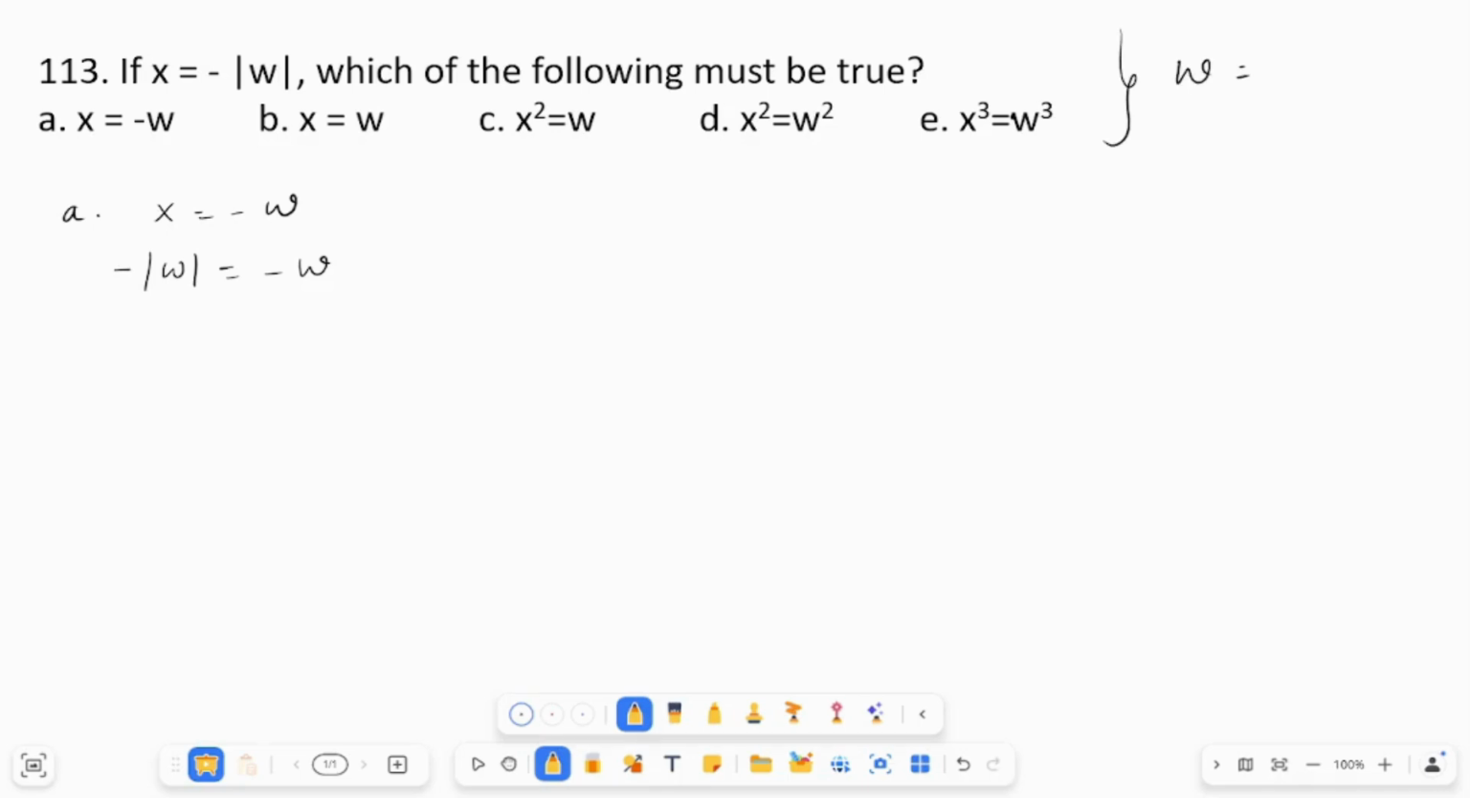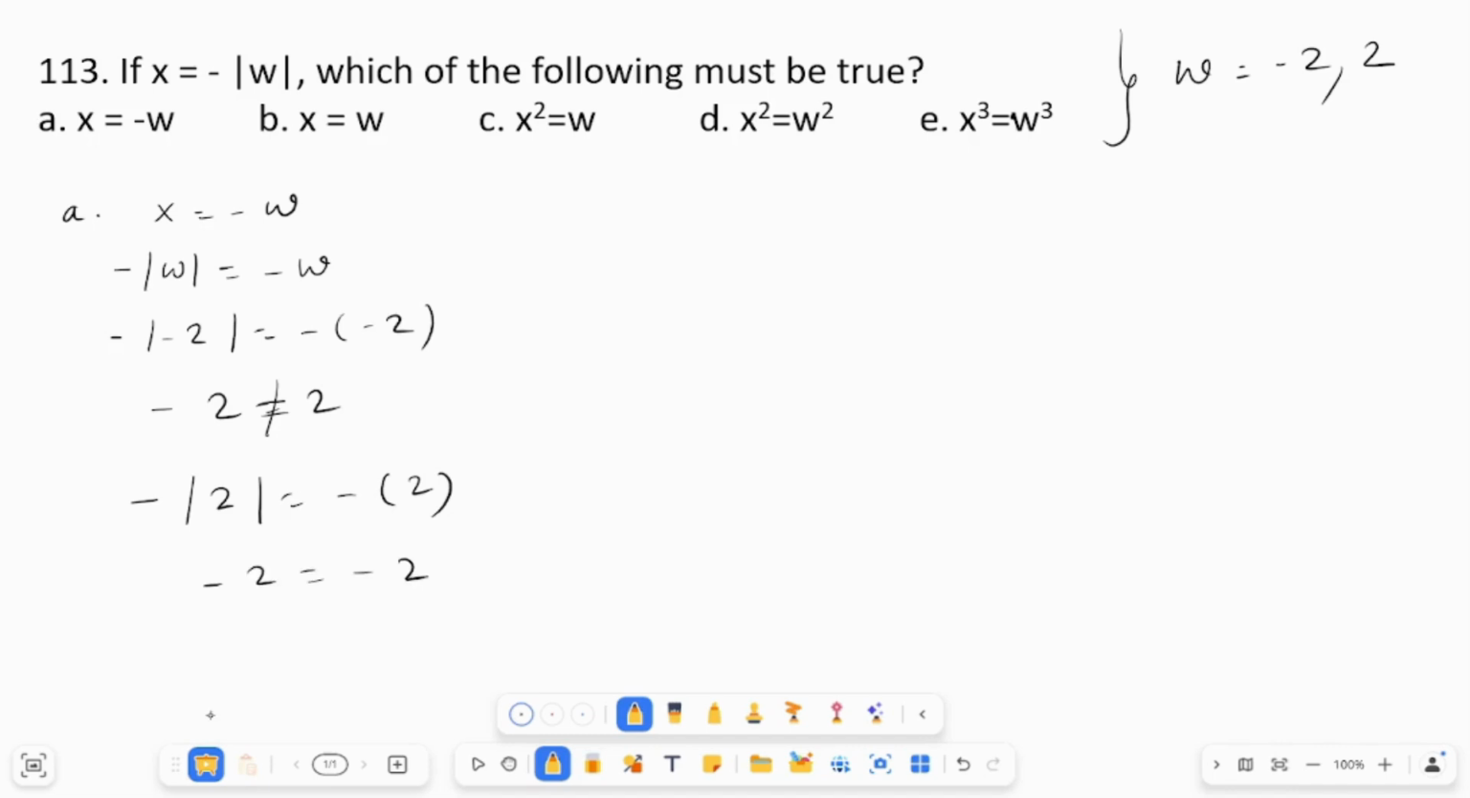w can be say negative 2 or positive 2. If I take negative 2, what will happen? Minus w of minus 2 is equal to minus of minus 2. This becomes negative 2, this becomes positive 2. Are they equal? No, they are not. What if I substitute a positive number? So in that case, I will get negative of plus 2 is equal to negative of plus 2. In that case, it will be minus 2 as minus 2. So this could be but not must be.